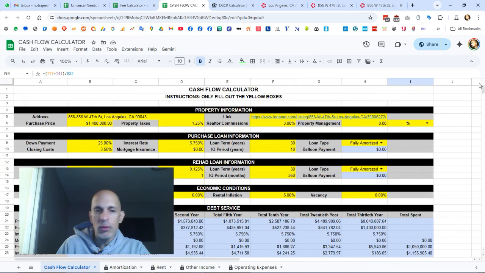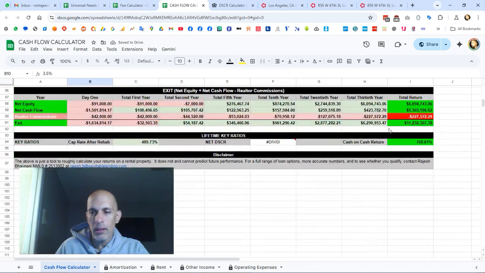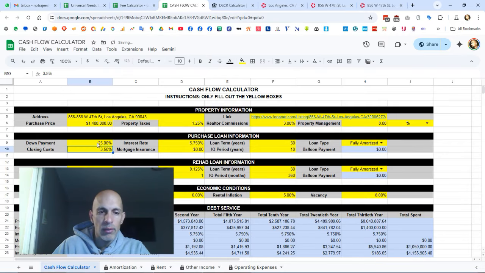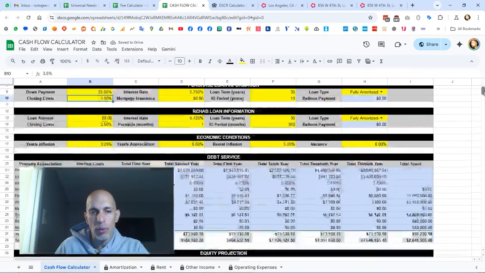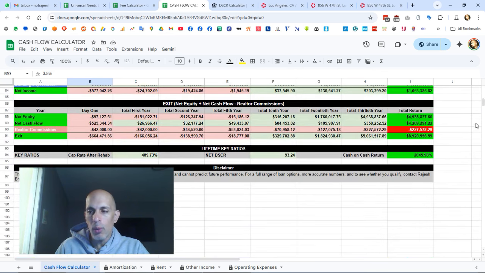Because let's say you did 100% down, right? Let's look at your exit here. It's $11 million, but you put in $1.4 million. Your cash on cash return is 768%, or around 8xing your original investment. So you 8x'd your $1.4 million. I don't know about you, I'd rather 21x my money rather than 8x my money.